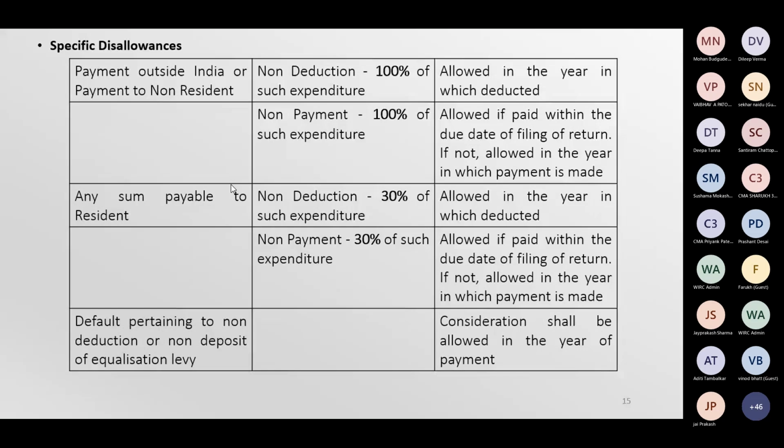But if it is a non-payment case, then again extension is given up to the due date of filing of return, and post that, if you don't pay, then it will be allowed in the year in which you make the payment. Similarly, equalization levy, particularly for e-commerce transactions, has been introduced. So again, the concept is the same. If there is any default pertaining to non-deduction or non-deposit of equalization levy, then the payment will not be allowed.